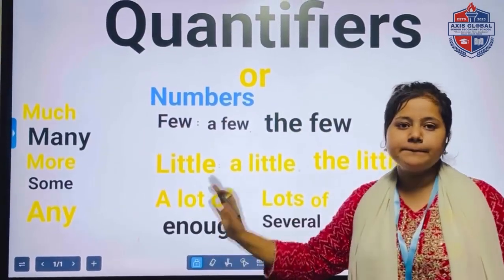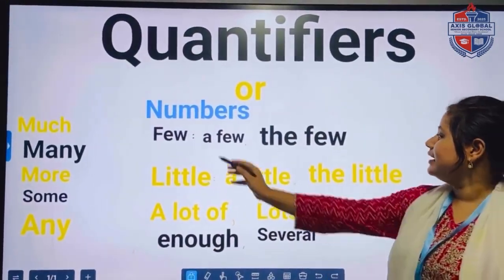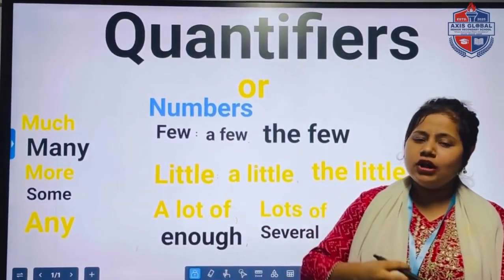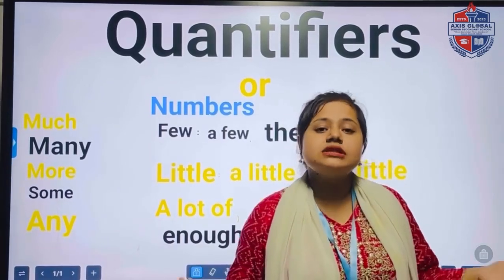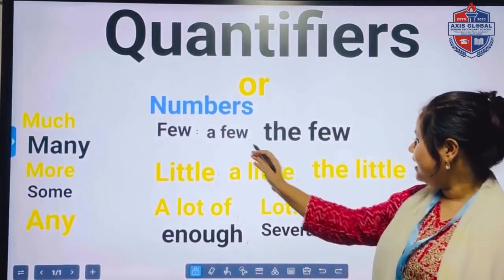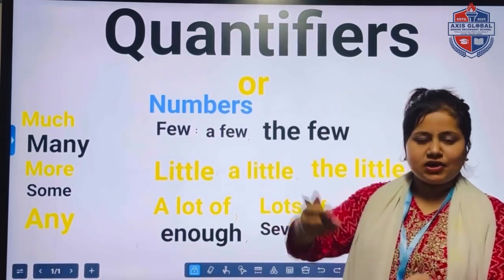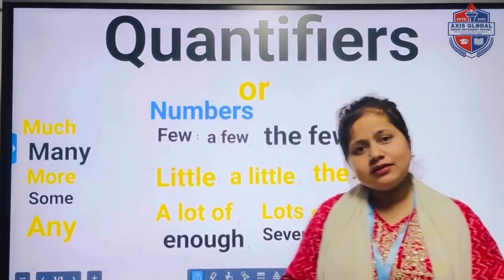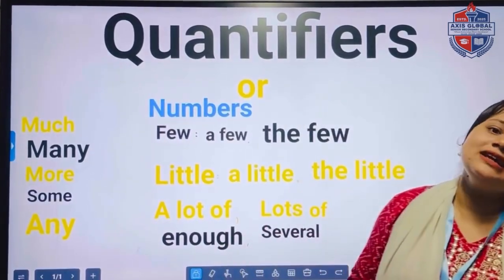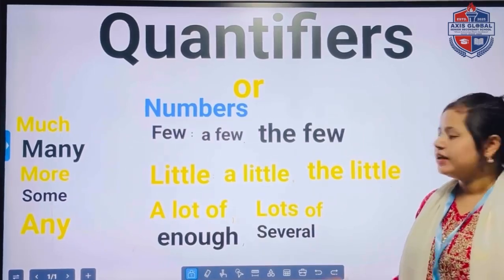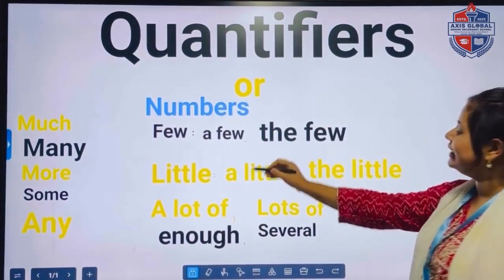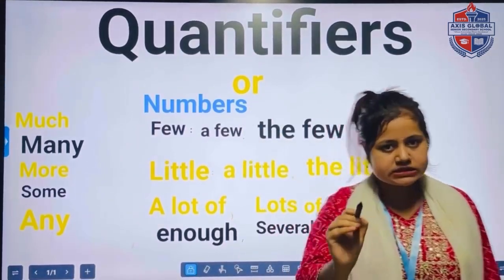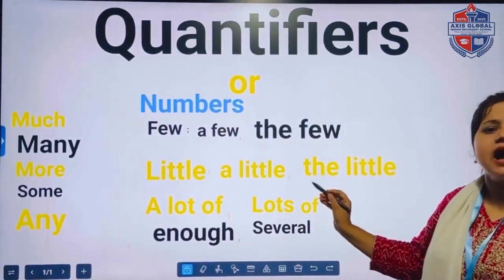This much clear? Alright. Now we have few and little. Few means almost ना के बराबर. Almost ना के बराबर. Okay? A few means ना से थोड़ा ज़्यादा और at least. And the few means जितना है उसका whole or the remaining whole, remaining amount. Few and little का again meaning same है. The difference is few will be used before countables and little will be used before uncountables.